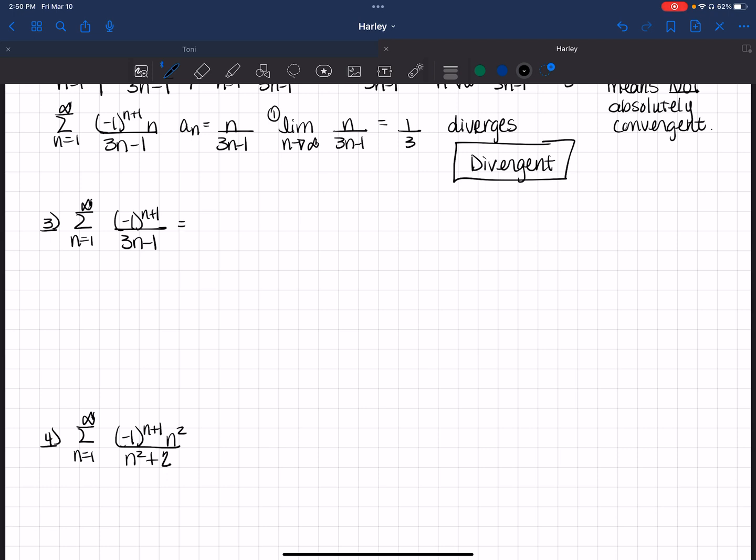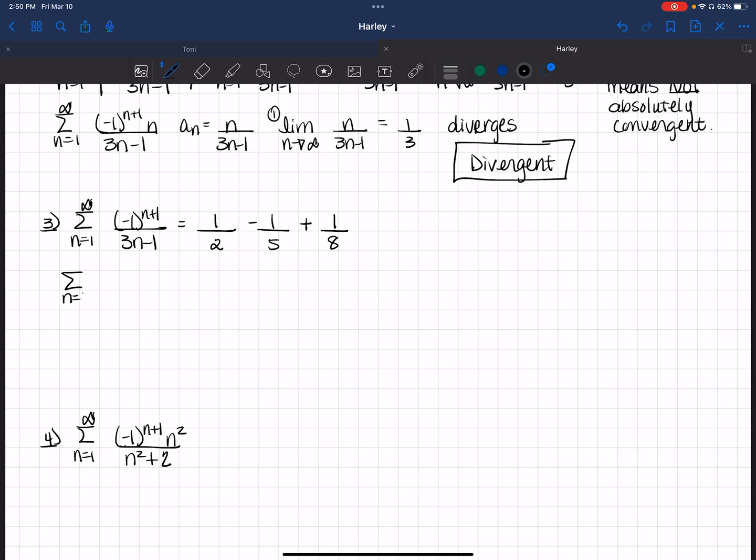If I put 1 in there, that's going to give me a positive 1 over 2. If I put 2 in there, that's going to give me a negative 1 over 5. If I put 3 in there, I'm going to get a positive 1 over 8. And you see it alternating. Okay, so let's take that absolute value.